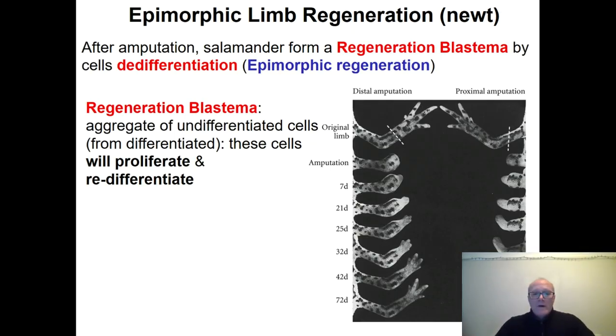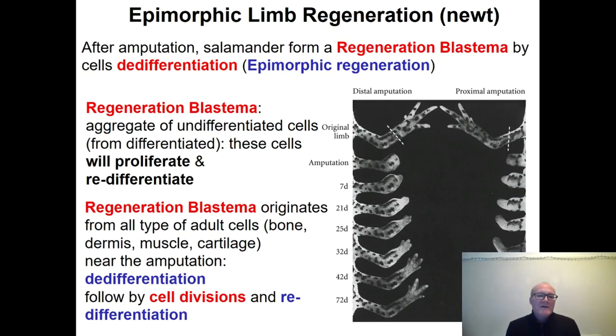If you remember, when we talked about limb development, we mentioned the formation of the progress zone. And the progress zone was a group of cells that was dividing very quickly, so a proliferation region. The regeneration blastema is similar to that. It's an aggregate of undifferentiated cells that derive from adult cells through a process of de-differentiation. These cells, after the de-differentiation, will proliferate and re-differentiate into adult type to repair the damage and produce the new tissue that is missing.